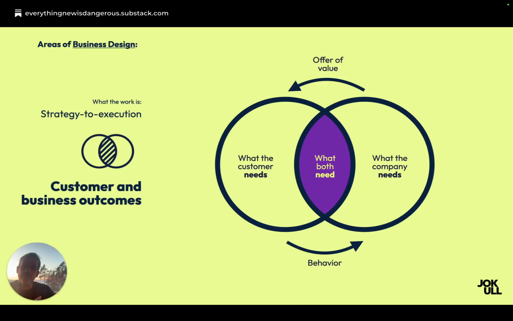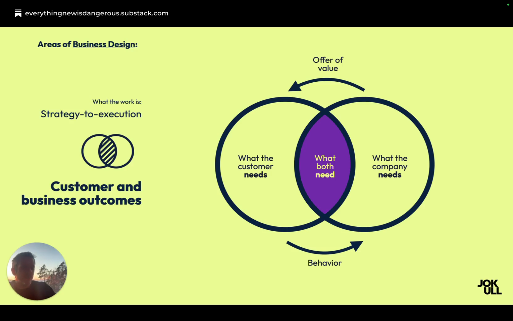So the first area is strategy to execution. A business designer believes that a large part of the value coming to an organization comes by understanding what the customer needs that aligns to what the business needs. There's an offer of value from the organization to the customer, helping them achieve what they want. Now this unlocks a behavior with a customer that the business can capture and bring value back to itself.